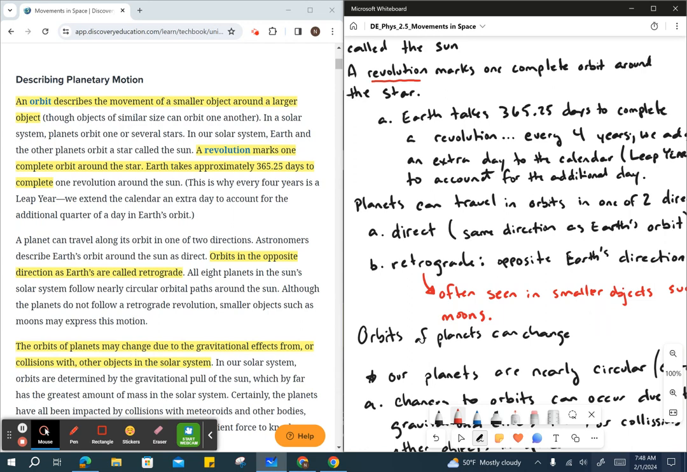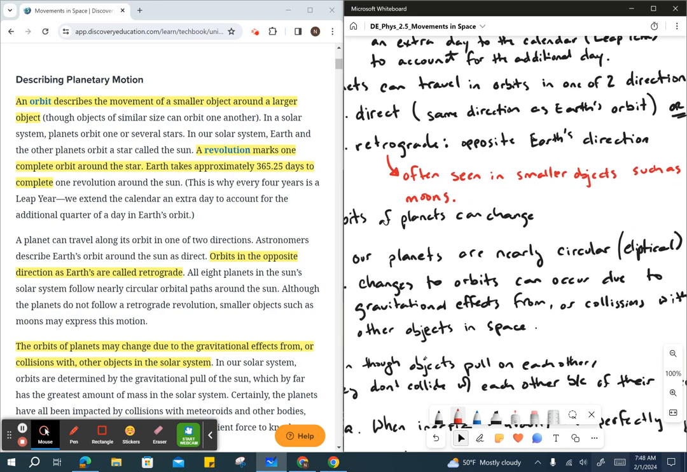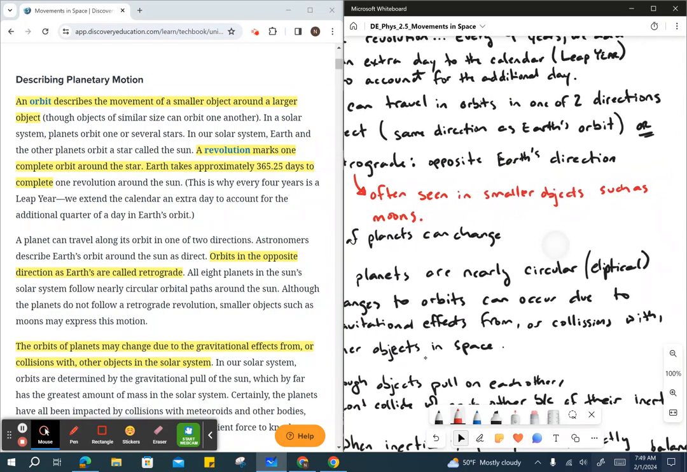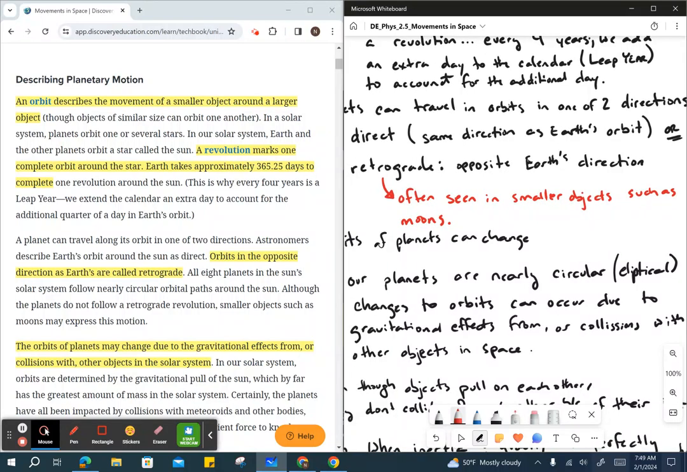Now, you're going to come across this other idea here. Planets, they can travel in orbits one or two directions. There can be direct or retrograde movement. We are trying to get this thing to move. There you go. You can see here in red that we discuss retrograde movement. You often see it in smaller objects such as moons. That's where they move in a direction opposite of Earth's direction. We would call that retrograde movement, okay?